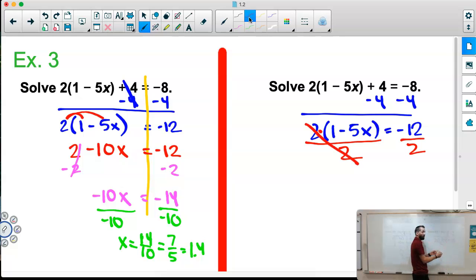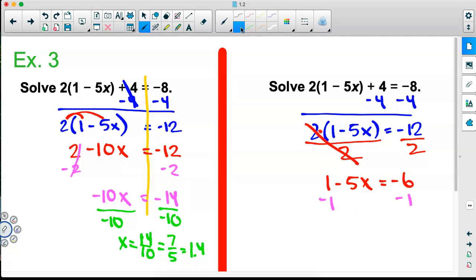These will cancel out. 2 divided by 2 is 1. And I get 1 minus 5x equals negative 6. And then I can subtract 1 from both sides. And you get negative 5x equals negative 7. And divide by negative 5. And notice that will give you automatically this 7 divided by 5 answer over here.